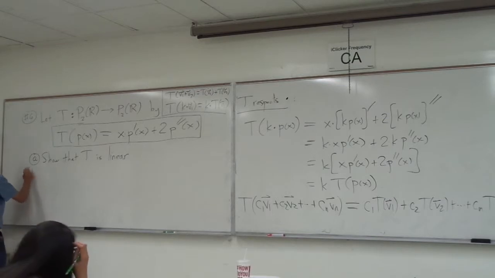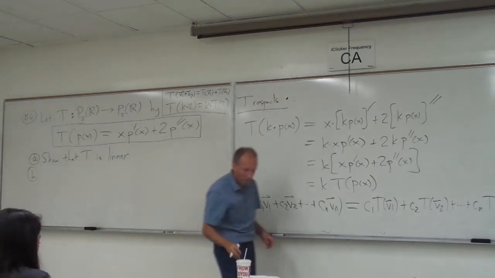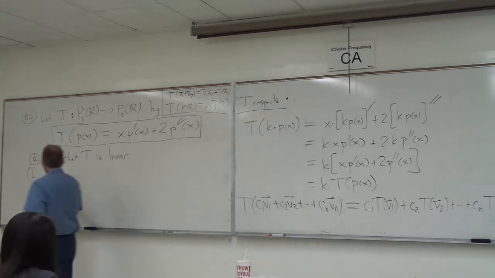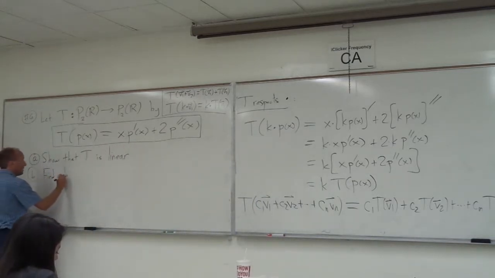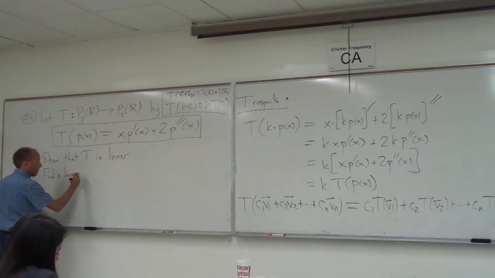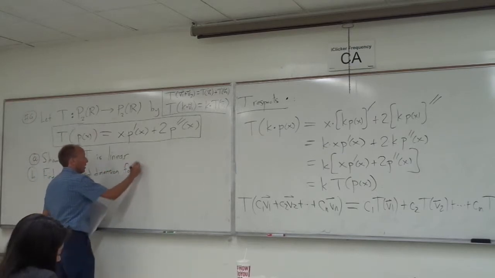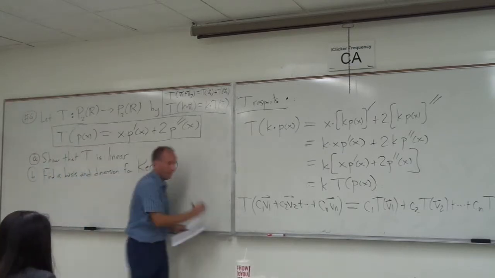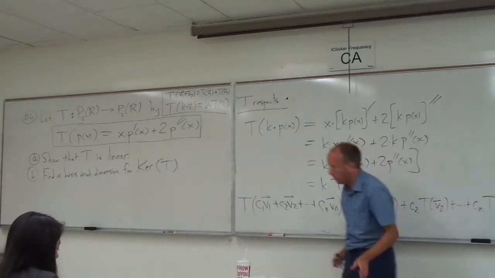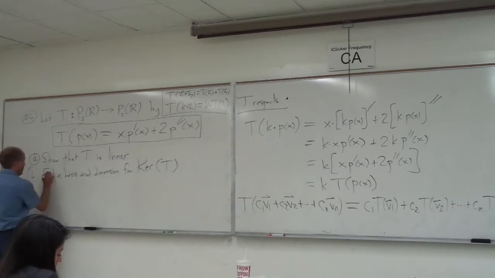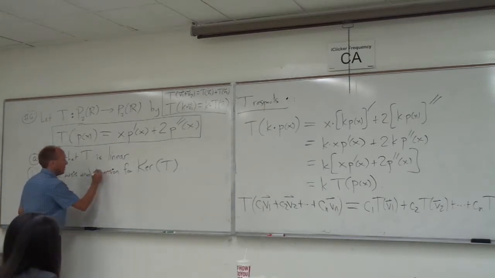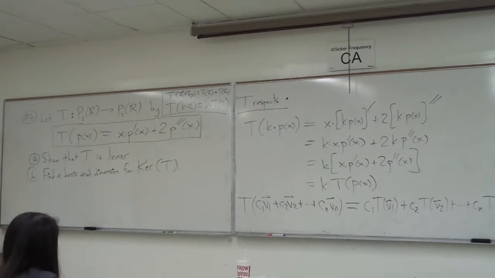There's a part B now. We've already shown that it's linear. So part B is: find a basis and dimension for the kernel of T. Let's see what's going on here. Find a basis and dimension for the kernel of T. I haven't talked about the kernel of T yet, so I need to go over that. I'm going to just very briefly go over it with you, and I'll talk more about it tomorrow night, but it just helps to show you in advance.